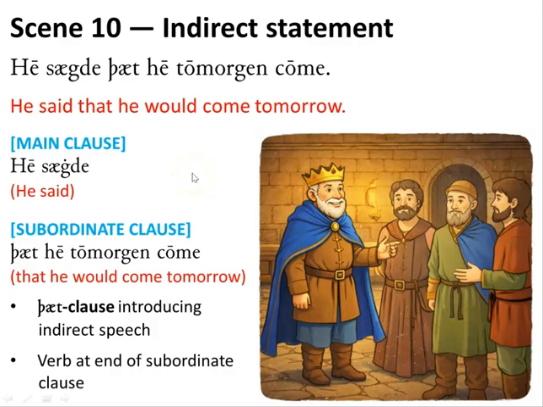All right, indirect statement. Okay. Hij sagde dat hij tomorgen komen. Okay, he said that he would come tomorrow. Now, you've got a subject, you've got a verb, and you've got a complete sentence here, okay?